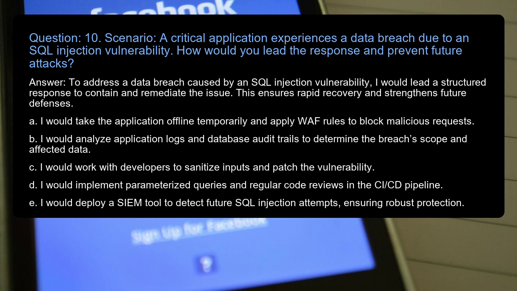A. I would take the application offline temporarily and apply WAF rules to block malicious requests. B. I would analyze application logs and database audit trails to determine the breach's scope and affected data. C. I would work with developers to sanitize inputs and patch the vulnerability. D. I would implement parameterized queries and regular code reviews in the CI/CD pipeline. E. I would deploy a SIEM tool to detect future SQL injection attempts, ensuring robust protection.